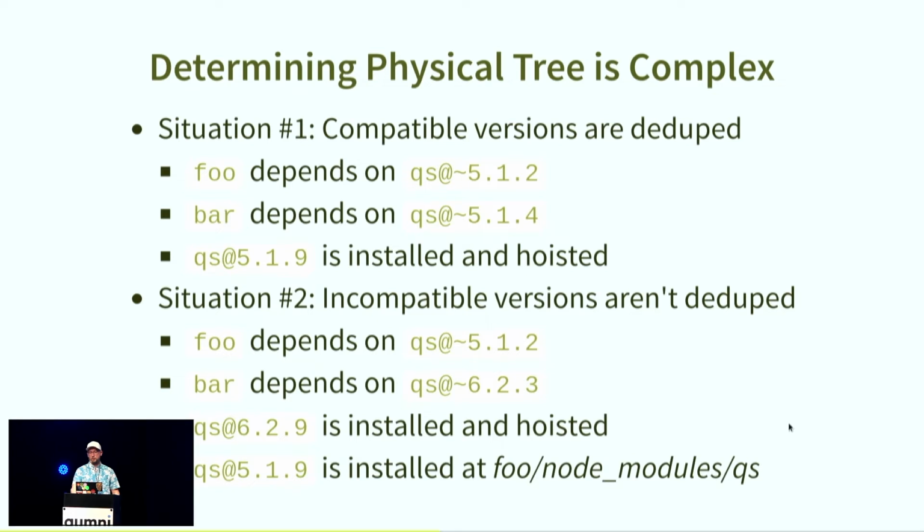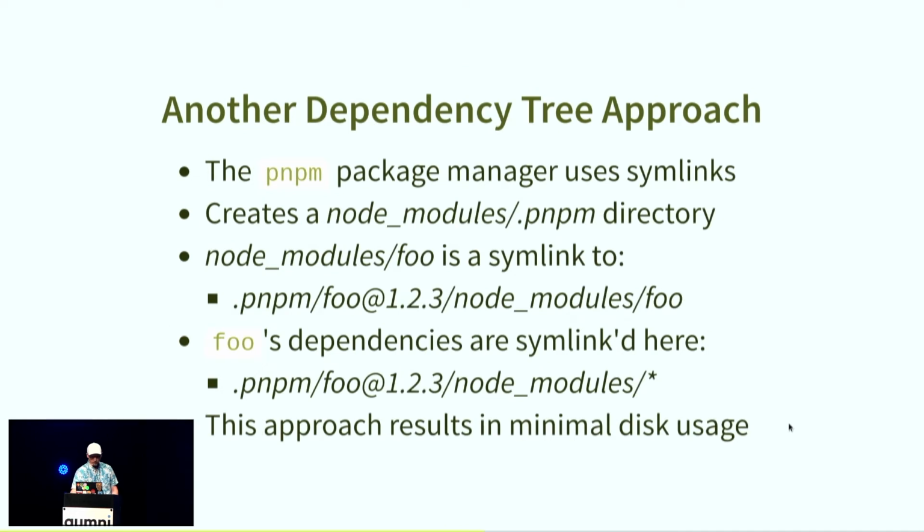You could have multiple versions of the exact same QS, 5.1.2, on disk that are unable to get hoisted because other packages need to hoist a different version. And so with this approach, you still end up with some disk redundancies, especially with larger, complex projects.